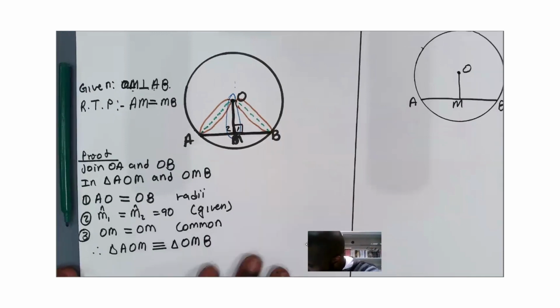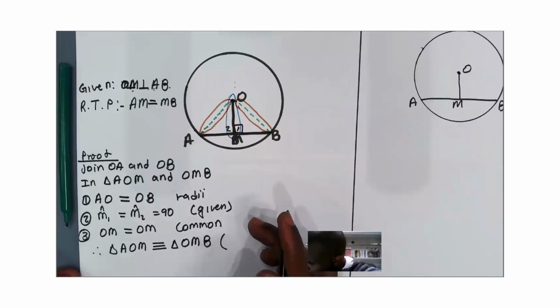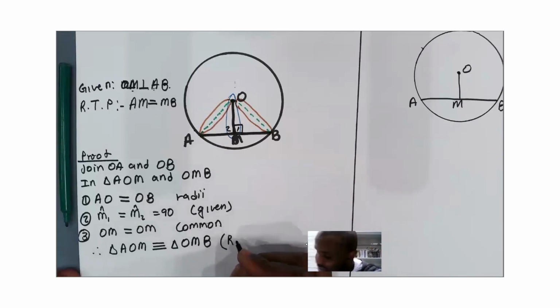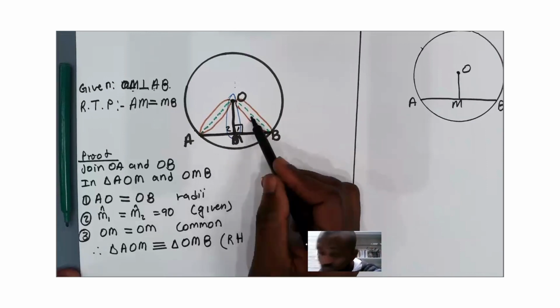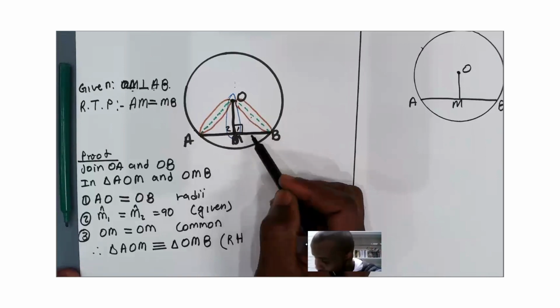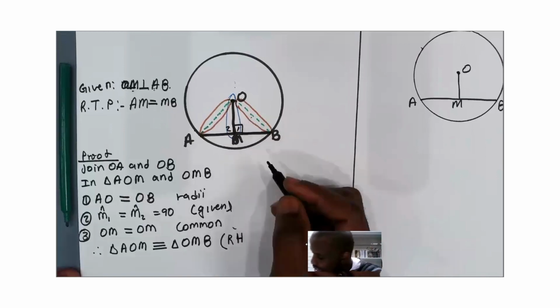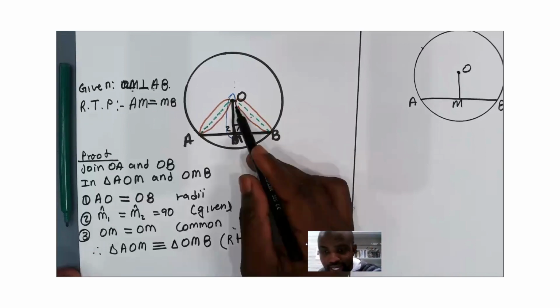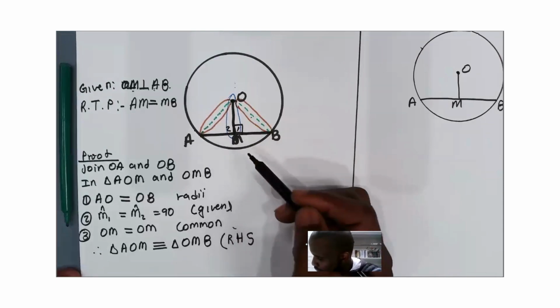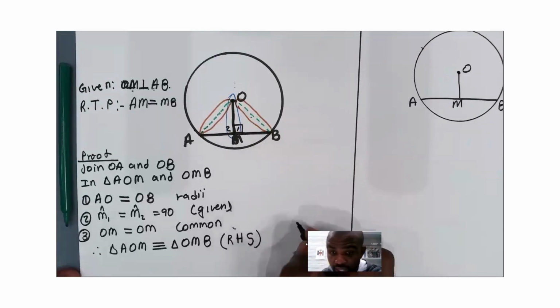Why, sisho njalo? We have a right angle. This R stands for right angle. This H stands for usine right angle triangle, which stands for a hypotenuse side. If we're having a right angle, the side opposite to the right angle is our hypotenuse. And then we have this S, which is just a side, this one, which was our common side. I hope you remember congruence, guys, in grade 10.